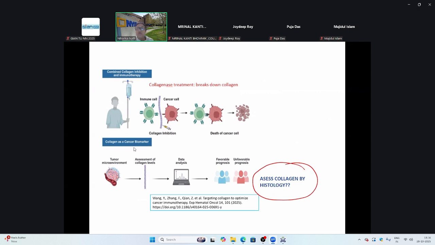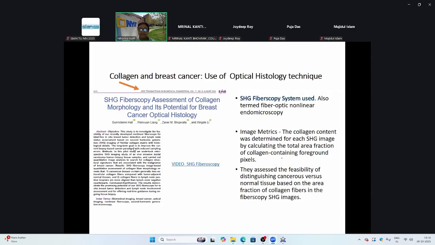How are we going to assess the collagen, by histology and/or by cytology? How are we going to do that? If we have too much collagen, then we want to give collagenase enzyme and break the collagen. That's what we just decided, that too much is bad for you. So collagen can also be a cancer biomarker. How are we going to measure it by cytology and then use it for some kind of machine learning?